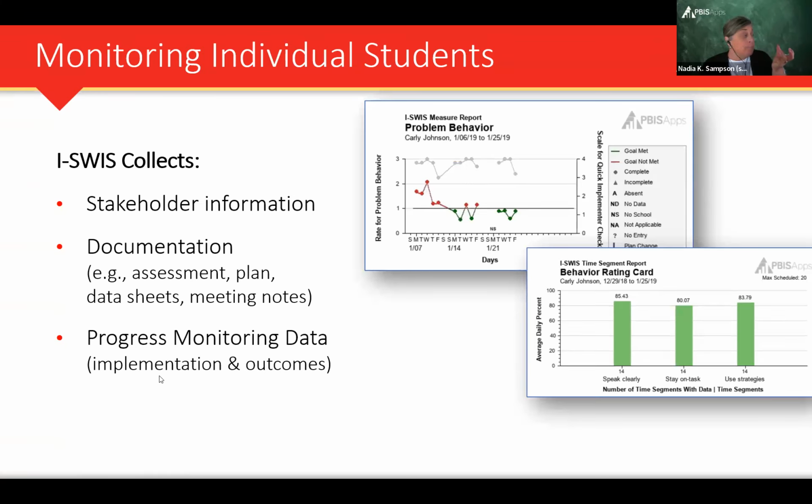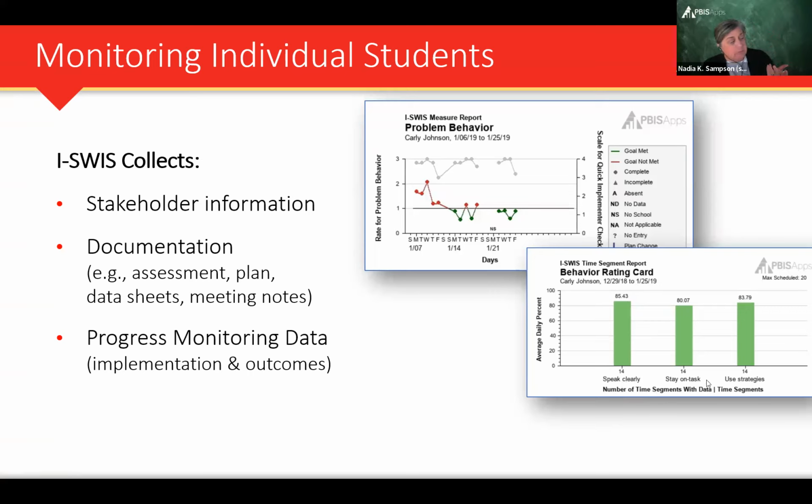And you're looking at both implementation and outcomes. So you can collect fidelity data. How well did we do? How well did the aide do? Or how well did we do in implementing the plan that day? And then look at that in comparison to how the student is doing. When we were at high fidelity, did the student have more green days or days where they were meeting their goal? So you can compare those two things right on the same graph, which is pretty cool.